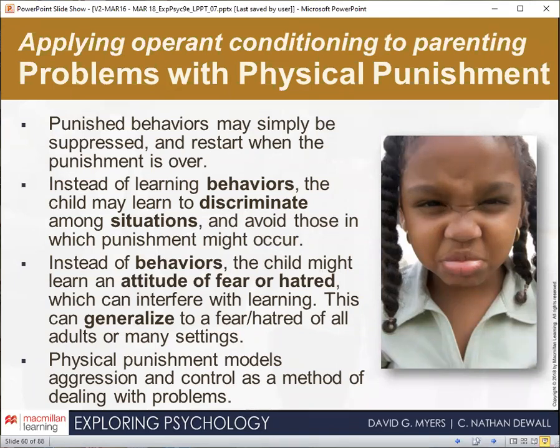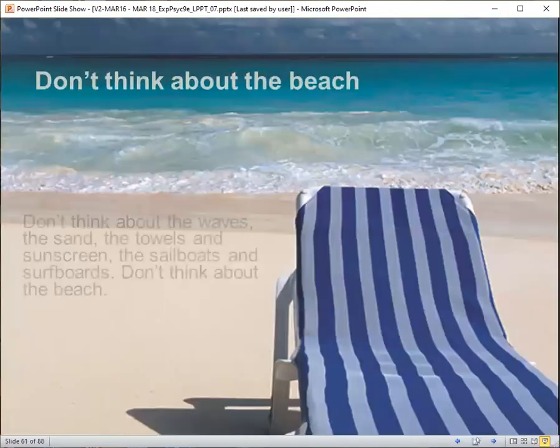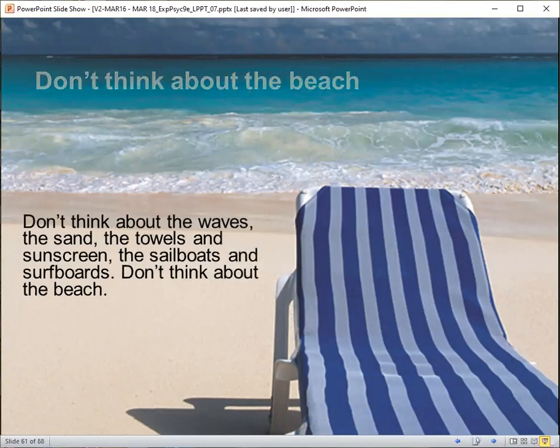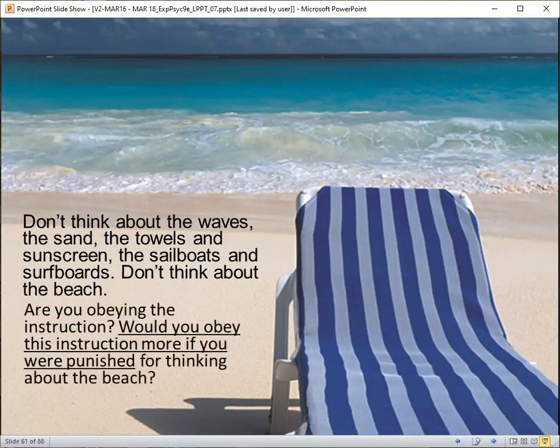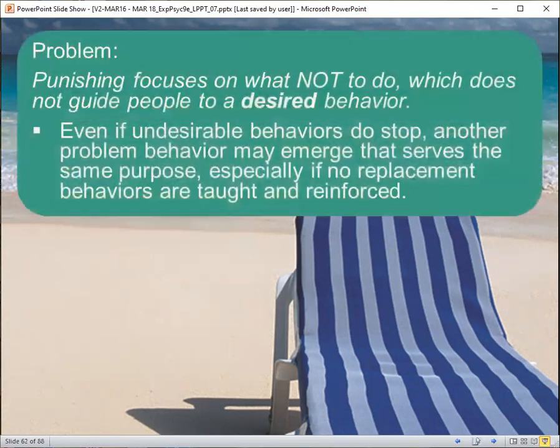Now, one other key aspect that comes up: if I tell you don't think about the beach, guess what you're going to be thinking about? The beach. Don't think about the waves, the sand, the towels, all this type of stuff. Now the question is, if you are told not to do something, are you obeying the instruction? Would you obey the instruction more if you were punished for thinking about the beach? Not really.